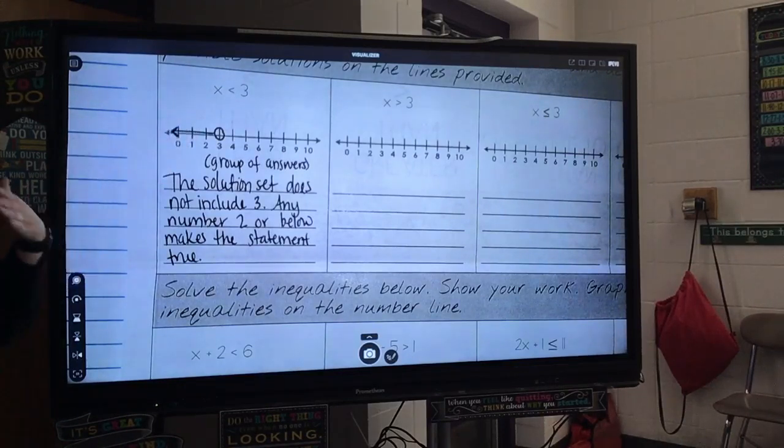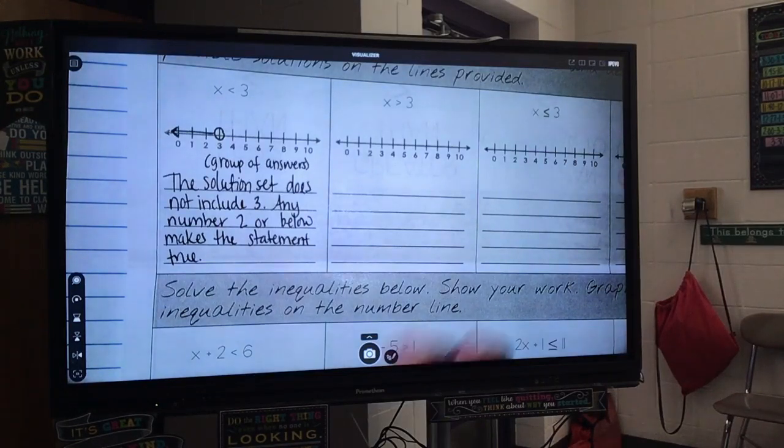Right, so that way you know that your answer is right, you know that your graph is right, and you know that any number 2 or below will make this true. It's not just 1, it's not just 0, it's not just 2. It's any number 2 or below. And that's the biggest thing that you guys have to understand. It is not just one specific answer. There are an infinite number of answers.